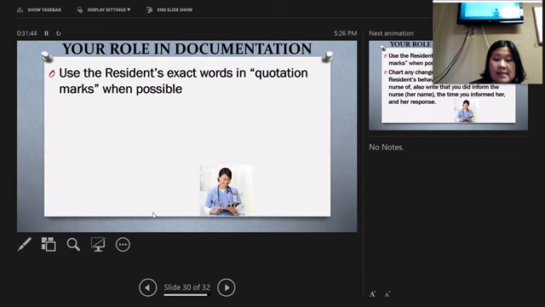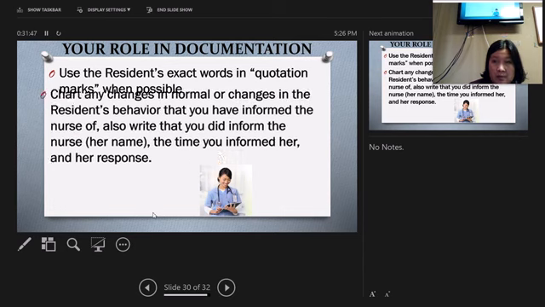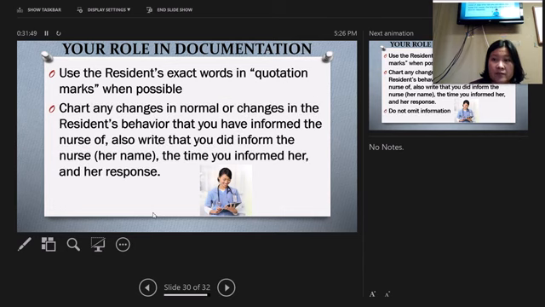Use the resident's exact words in quotation marks when possible. That's part of the subjective information. They said, quote, my stomach is hurting. Put it in quotes. Chart any changes in the normal or changes in the resident's behavior. If you've informed the nurse and you need to chart something down, you put the date and time and the name of the nurse that you told.